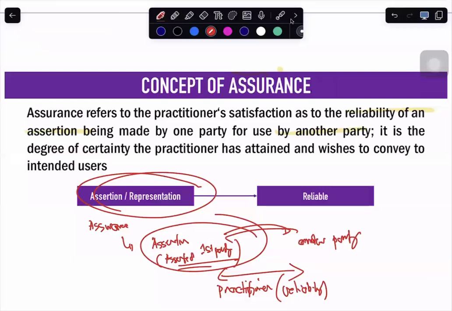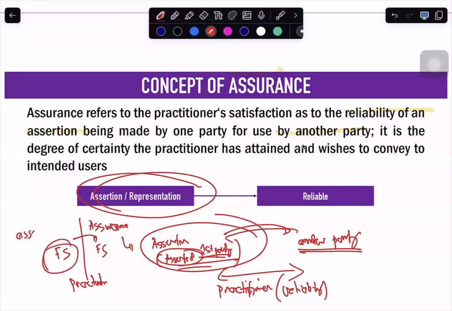Again, in assurance, you need to look at this two-party relationship. One asserts something, another one uses what has been asserted. So for example, one gives a financial statement and another person will use that financial statement. And here comes now a practitioner. So what does the practitioner do? The practitioner will check the reliability of the assertion being represented by another person. So this one is the one who asserts, the other person uses what had been asserted, and another person checks for the reliability of what had been asserted.